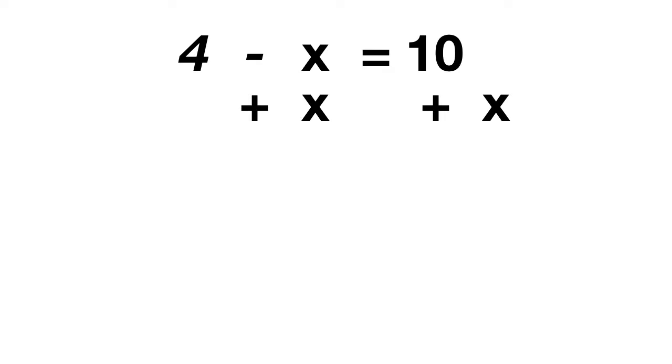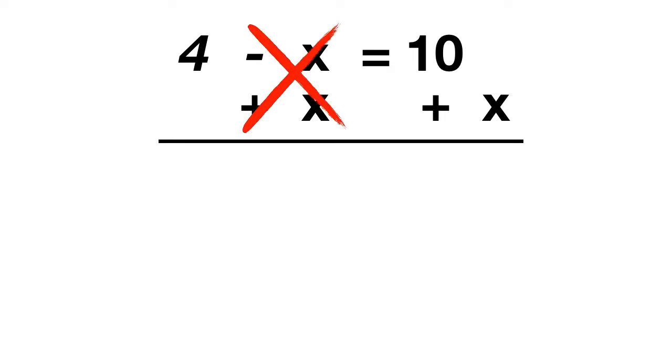Now here is your last problem for the video. 4 minus x equals 10. What does x equal? Well, this one is the tricky one, where we start by getting rid of the minus x. To get rid of the minus x, just add x to both sides. When you solve this, minus x plus x cancels out, so you're left with just a 4. On the right side, you have 10 plus x.